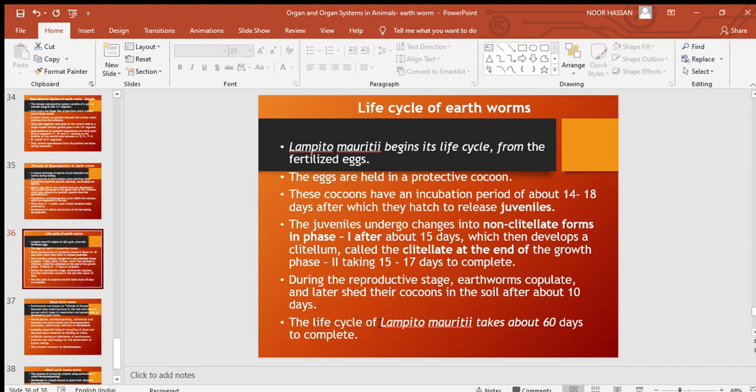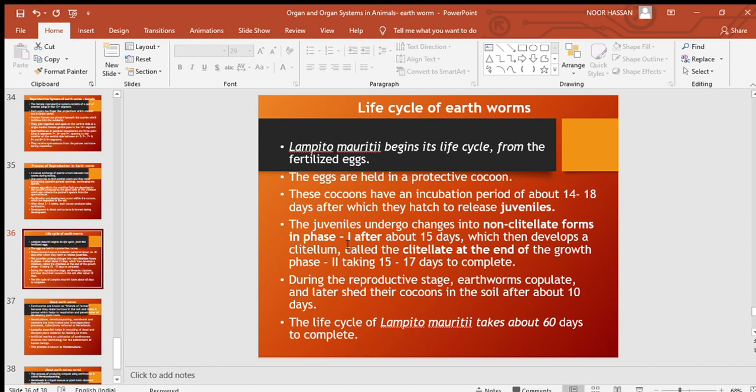Lampito mauritii begins its life cycle from the fertilized eggs. The eggs are held in a protective cocoon. These cocoons have an incubation period of about 14 to 18 days, after which they hatch to release juveniles. The juveniles, the young ones, undergo changes into non-clitellate forms. The first formed young ones are non-clitellate forms, that is, they will not have the clitellar region.